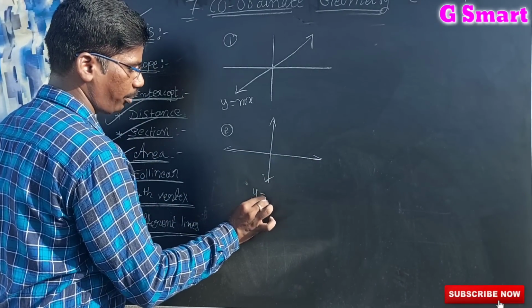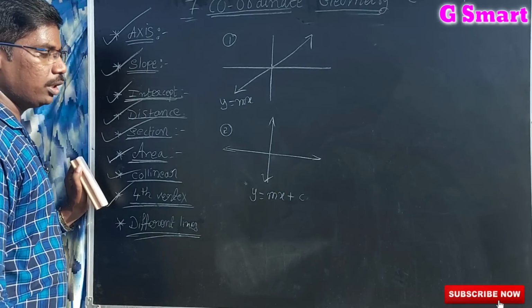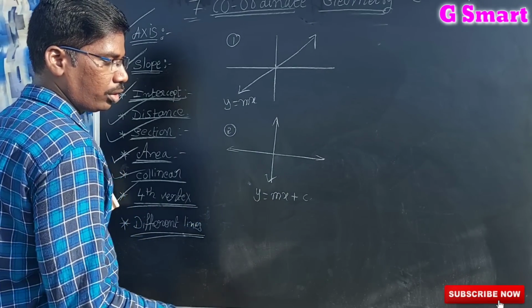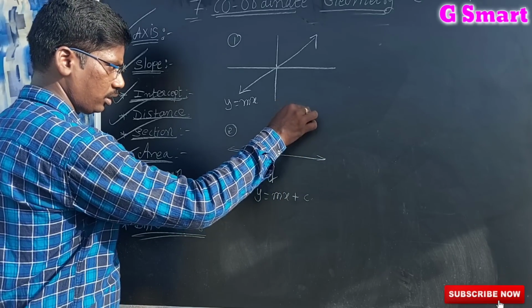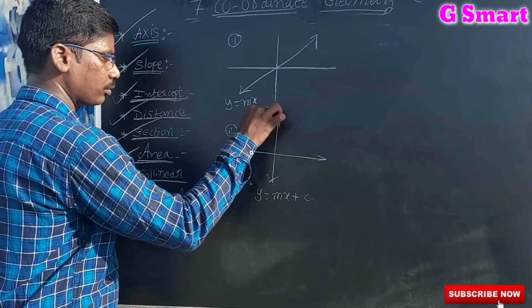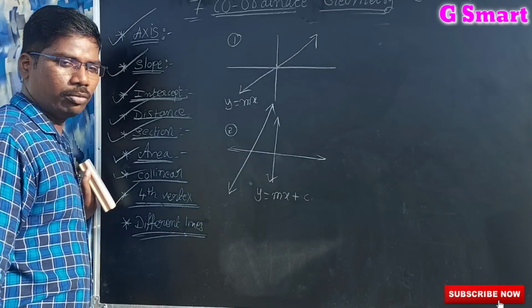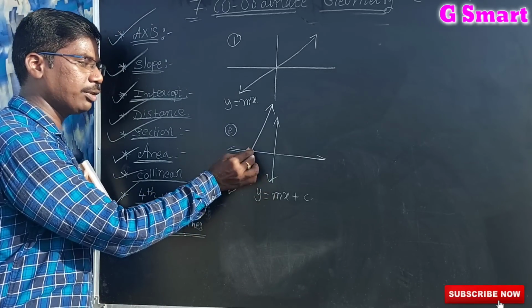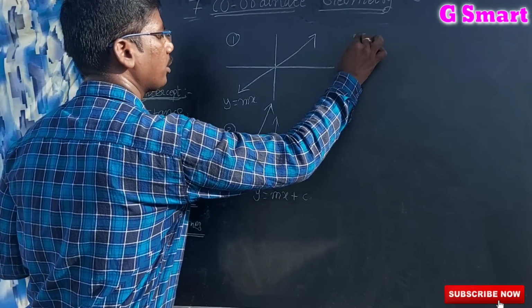Second one. y is equal to mx plus c. If you substitute y is equal to 0, then x is equal to minus c by m. So this is the y-intercept form. The slope of the line is m, and we can say it is the slope and intercept form. So, the y-intercept form.